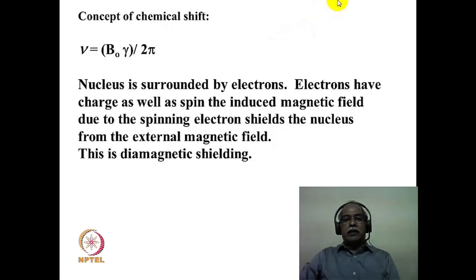Now, the nucleus is surrounded by electrons, and electrons are charged particles, and they also spin in the induced magnetic field. Due to the spinning electron, it shields the nucleus from the external magnetic field. In other words, a spinning electron produces its own induced magnetic field, and this induced magnetic field opposes the external magnetic field. In other words, it will be shielding the hydrogen from an external magnetic field. This is called diamagnetic shielding because we are talking about diamagnetic material in most of the organic chemistry that we deal with.